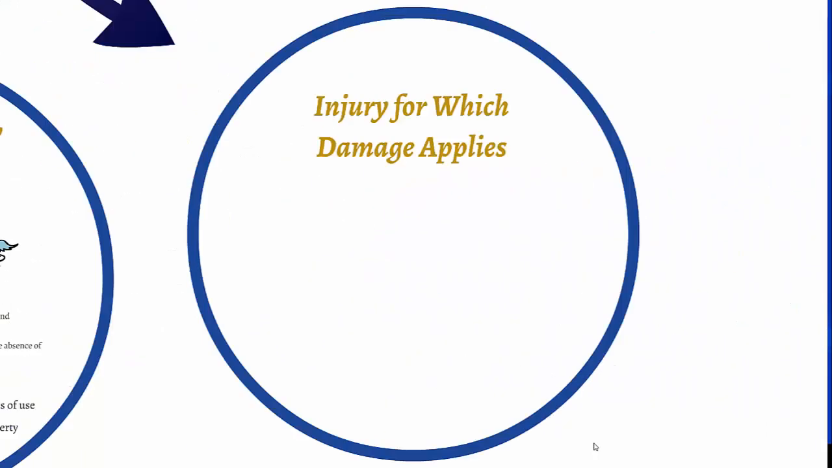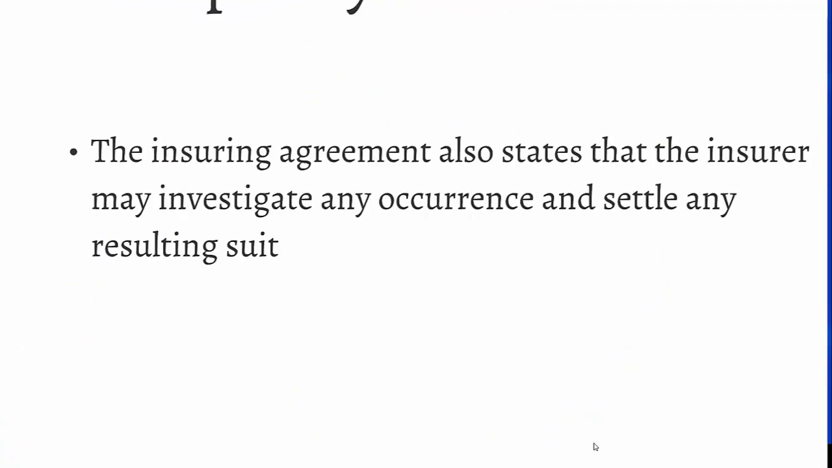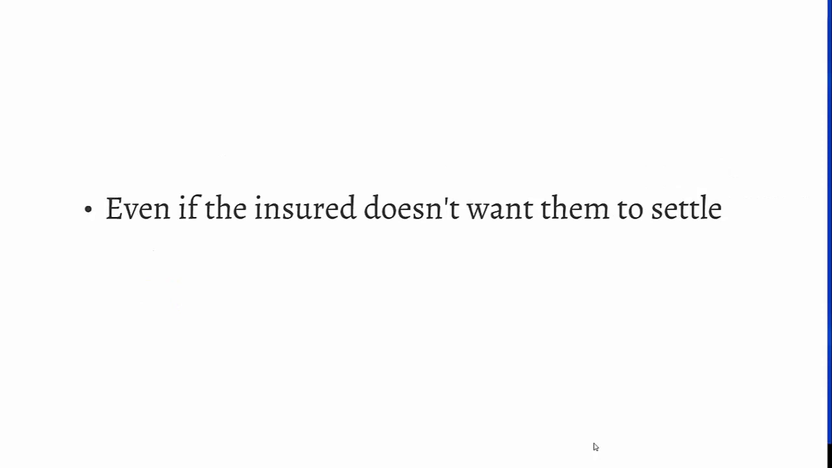Injury for which damage applies is a third condition. Coverage applies only if the insurer has established that the insured is legally liable and that the policy covers the loss, as I said before. The insuring agreement also states that the insurer may investigate any occurrence and settle any resulting suit, even if the insured doesn't want them to settle.